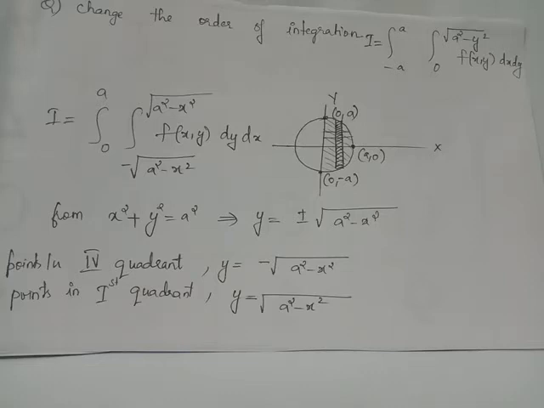Change the order of integration for the double integral I equals integral from minus a to a, integral from 0 to root of a square minus y square, of f of xy dx dy. First of all, we have to identify the boundaries of the region inside which we have to perform integration.